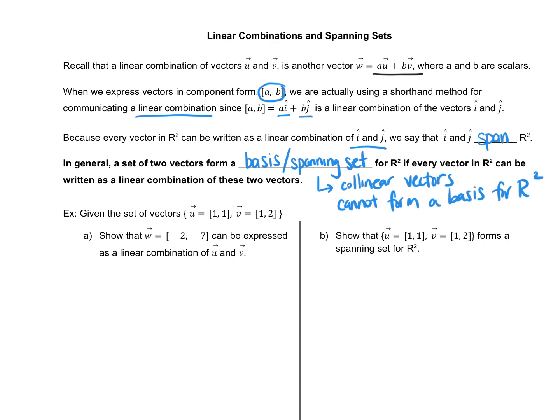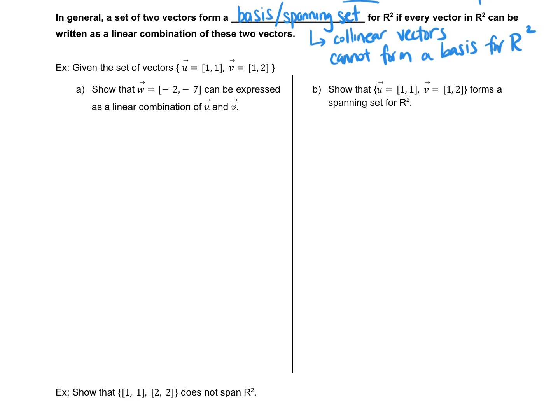So let's look at a few examples in 2 dimensions. So we have a set of vectors. Vector u is (1, 1), and vector v is (1, 2). Show that this new vector w can be expressed as a linear combination of u and v. So our goal is to write w as something times vector u plus something times vector v. And I'm not going to sit here guessing and checking values of a and b. So let's see what we can do.